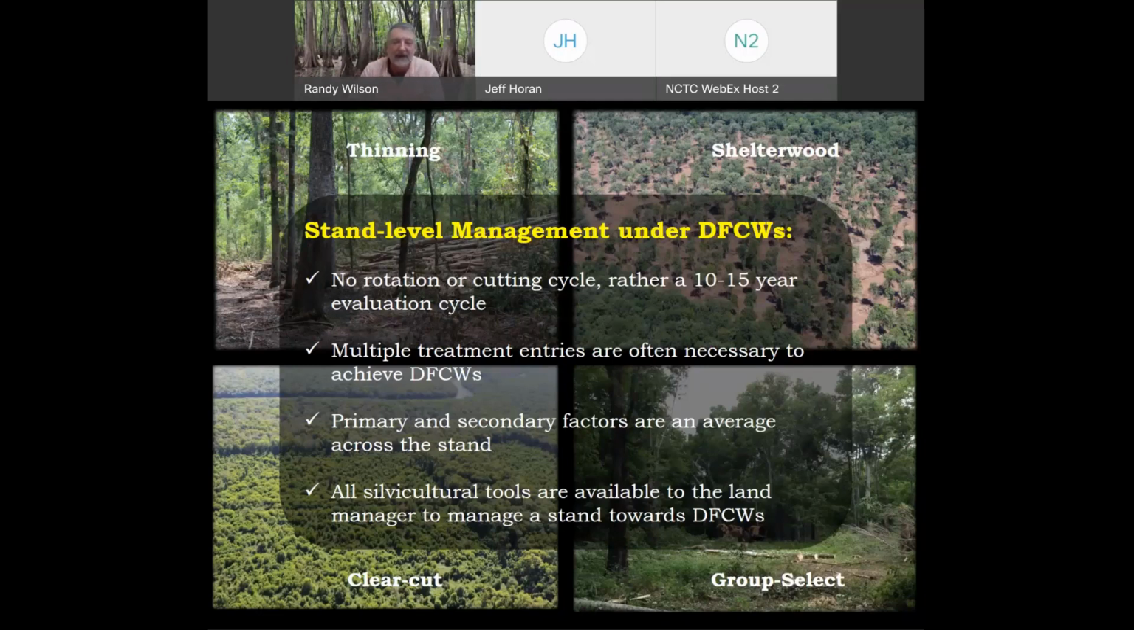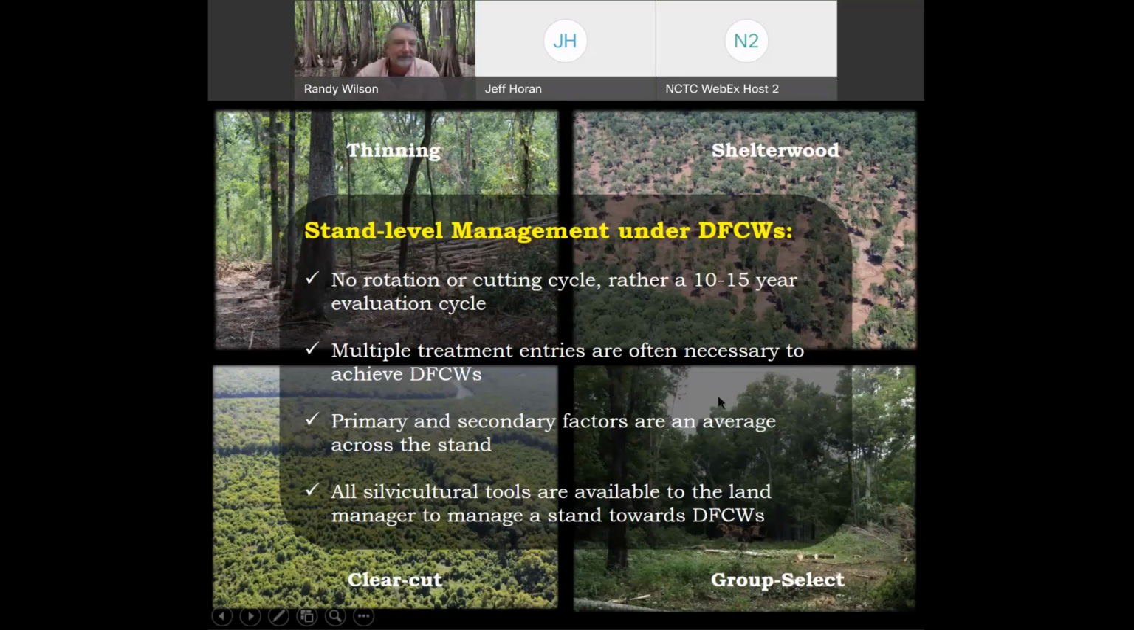And that last bullet there, basically, all the silvicultural tools are available to the land manager. Again, because we're just going towards these structural characteristics. How do we get those basal areas and canopy covers, etc.? So it's up to you as the manager to figure out, understand your system, your stand, and apply those tools to get us those structural metrics.